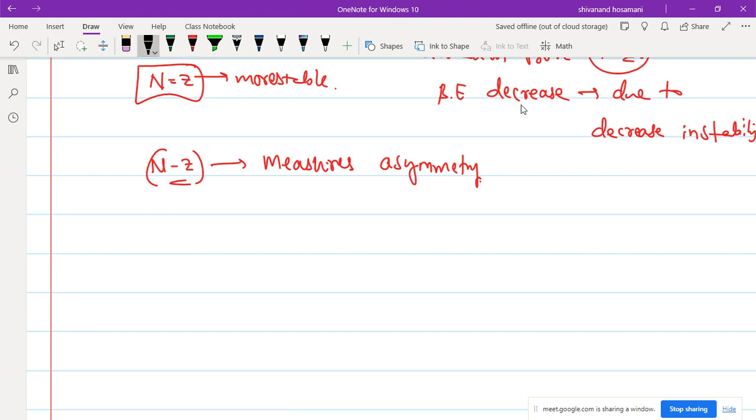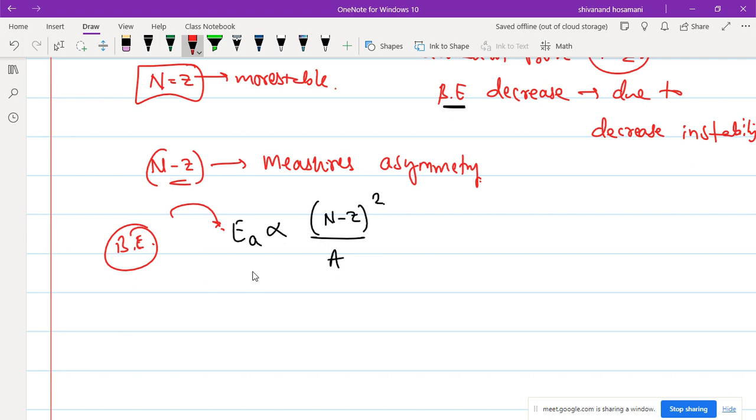Therefore, we define this energy as asymmetry energy, E_A, which is directly proportional to (N minus Z) whole square divided by A. Because if this N minus Z is 0, then it will be more stable. There is no effect due to this part. If there is a deviation, then this effect will be counted in the total calculation of the binding energy. Therefore, E_A is directly proportional to (N minus Z) whole square.